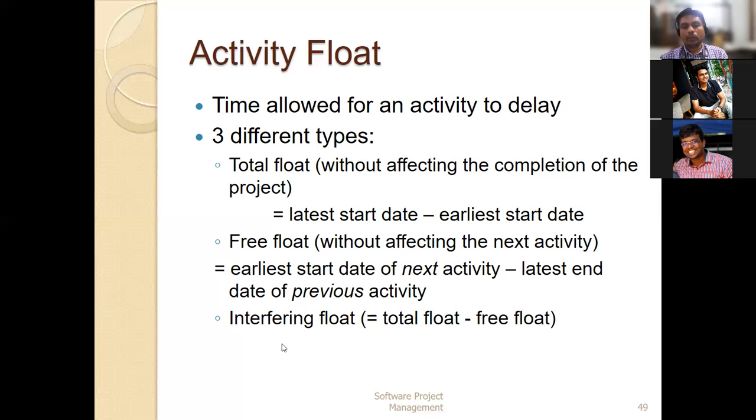The third one is the interfering float, where we take the total float, which we calculated already, minus the free float. Through that we can get the time allowed for an activity to be delayed, which is nothing but the activity float. Through that we can identify how much duration we can delay each and every activity which is part of the project.